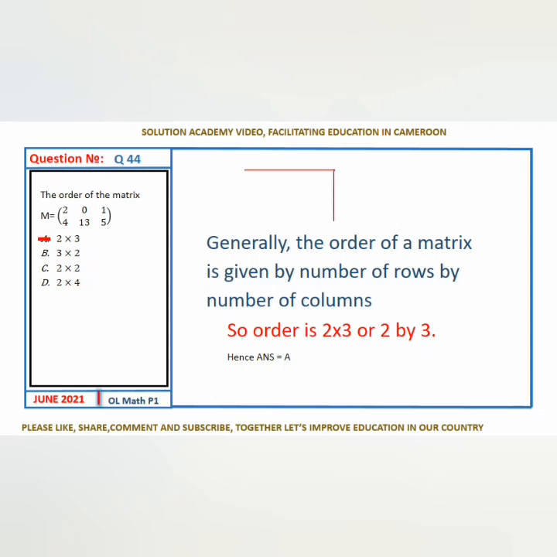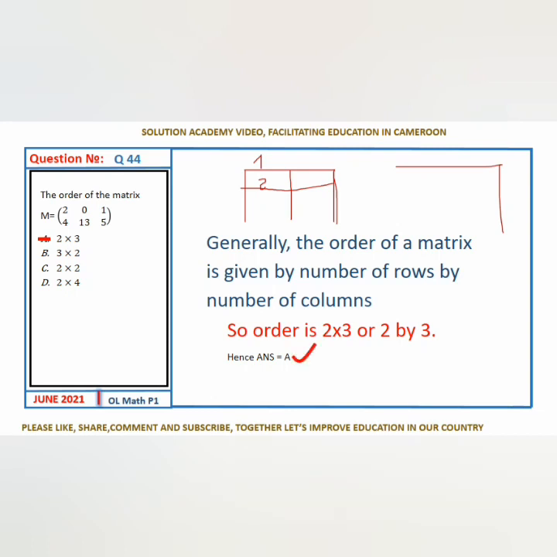Anything going this way are the rows, and if you observe keenly, you're going to see that we have the first row and the second row. Talking about columns, we have a column from 1 to 5, another column 0, 13, and another column 2, 4. So the general order is row by column. So take note. Thank you. So the answer is A.